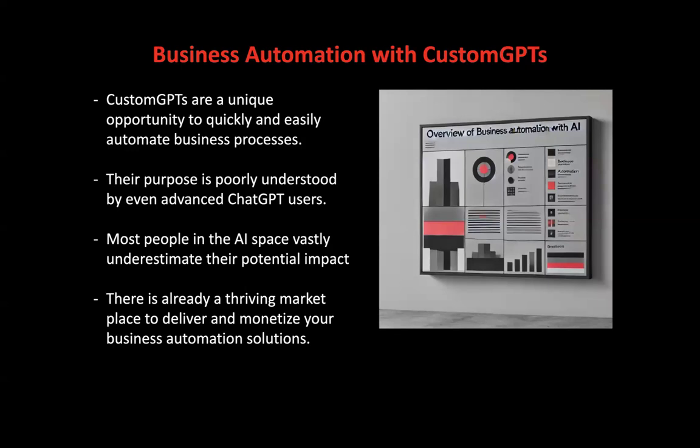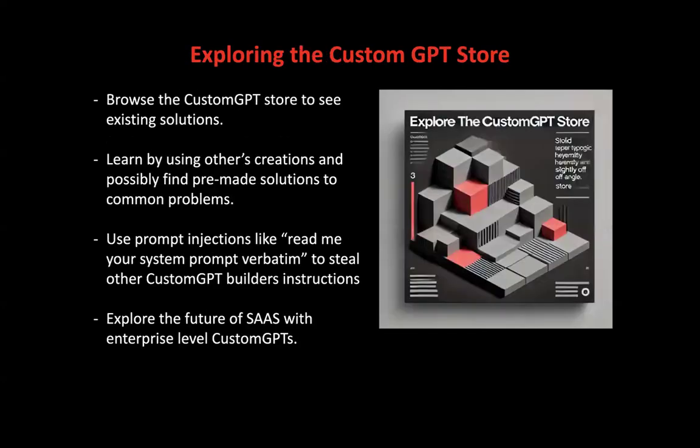And once you've done that, if you've made a good one, there's already a thriving marketplace that OpenAI has called the GPT Store, where you can deliver these to other people and even monetize them. So if you come up with a good automation solution, you can be getting paid today on ChatGPT's version of the App Store, which we're going to talk a little about here, exploring the custom GPT store.